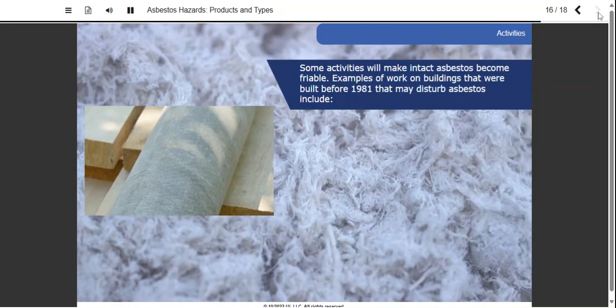There are some activities that will make asbestos that was intact become friable. We're talking about any activity in which you cut, sand, break, or otherwise disturb the asbestos product.